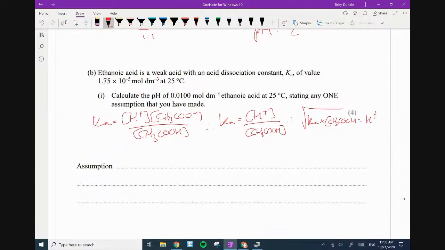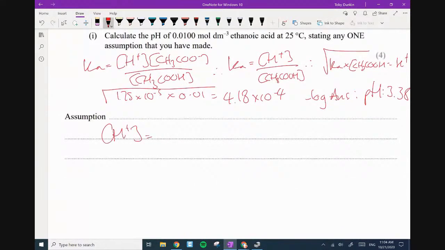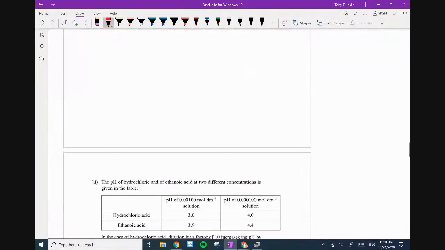Run it through. So Ka value 1.75 times 10 to the minus 5 multiplied by 0.01. Root answer gives me 4.18 times 10 to the minus 4. Minus log answer, and I get a pH of 3.38. And I'm done. Assumption: H plus concentration is equal to the ethanoate ion concentration. I like it. Moving on.